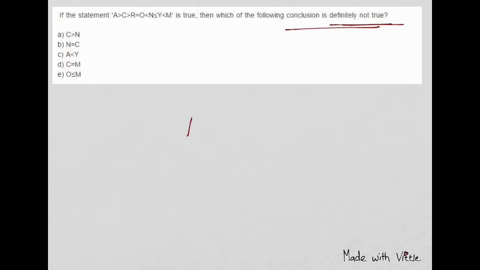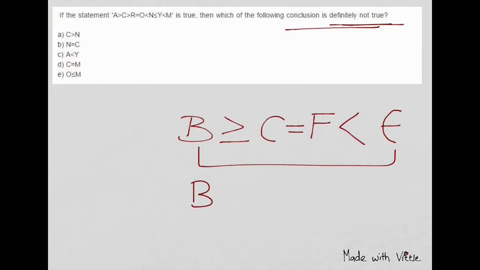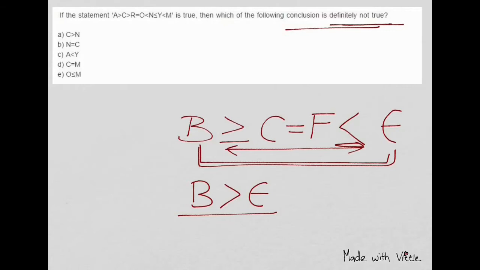So I'll explain with a small example which is different from this question, just for the sake of discussion. Let it be B greater than or equal to C equals F and then less than E. So if I give you that B is greater than E, what will you say? Is this definitely false? No, this is not definitely false, because you can see at one point there is no relation between B and E.